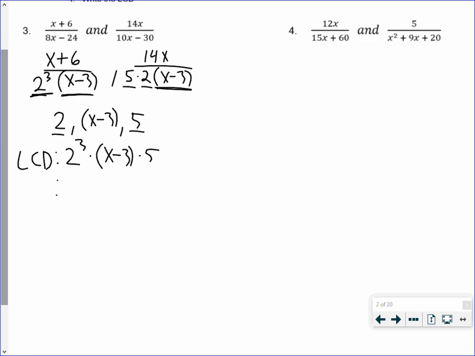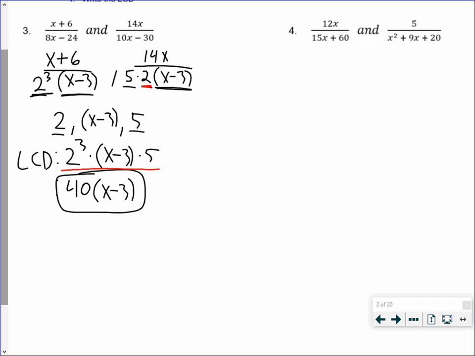And when I multiply this all out, 2 to the third is 8. 8 times 5 is 40. I have 40 times x minus 3. And that's my LCD. And what we can see here, and why we actually have to figure out the prime factorization, is that when we multiply all this LCD here, we didn't multiply with this extra 2. And not multiplying with that 2 from the prime factorization is really important, because if we did multiply with that 2, we would have gotten 80 times x minus 3. And that would not be the correct LCD.